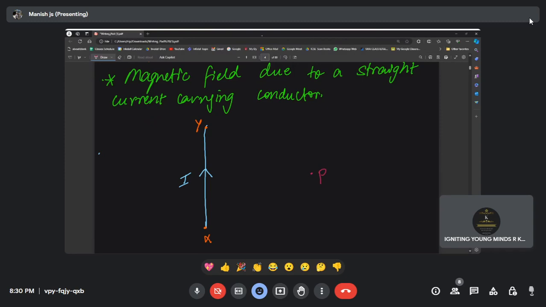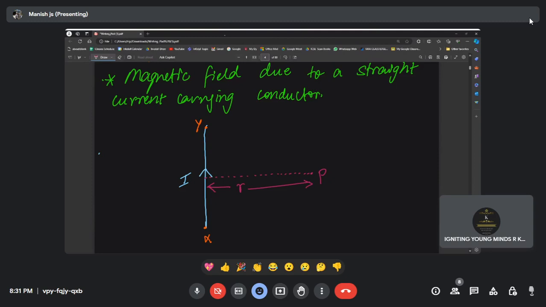So at this point, first we try to locate the distance of this point from the current carrying conductor. That is the first and foremost thing that we will do. What is the distance? Let us take the distance as R. Generally, we use R representation, so here also I'm placing the distance as R.